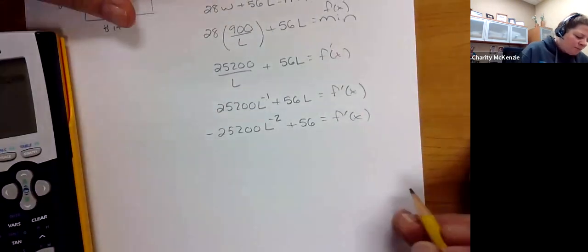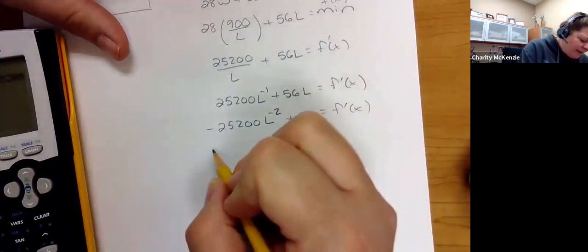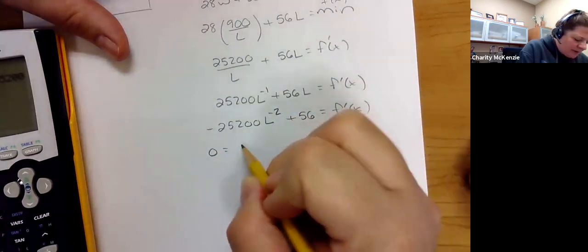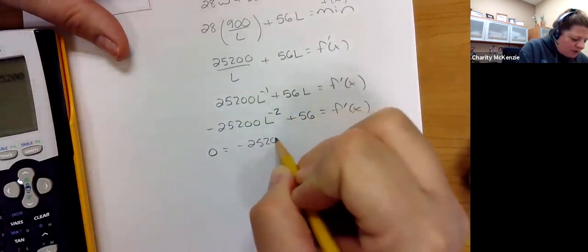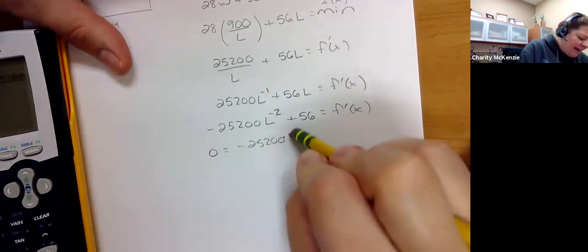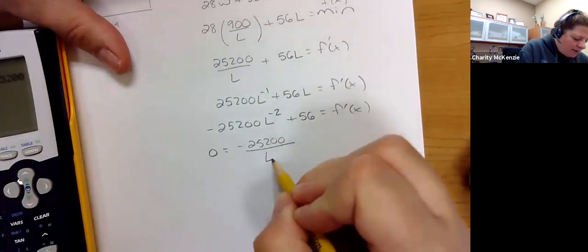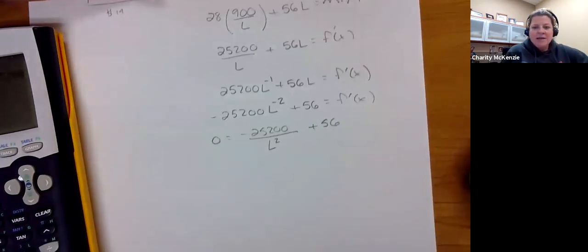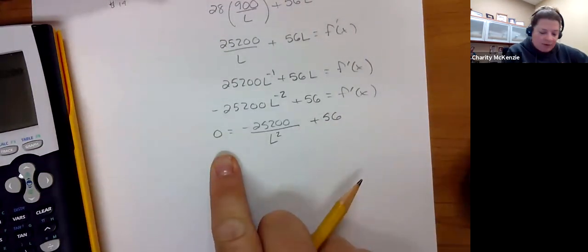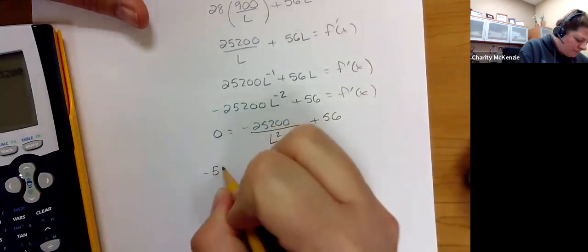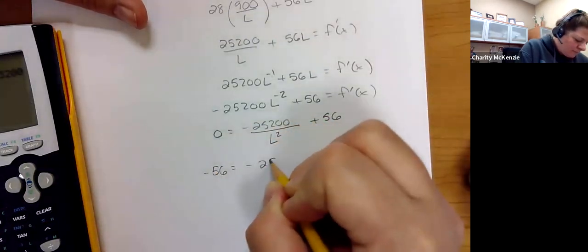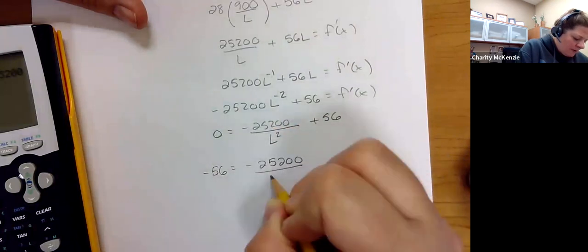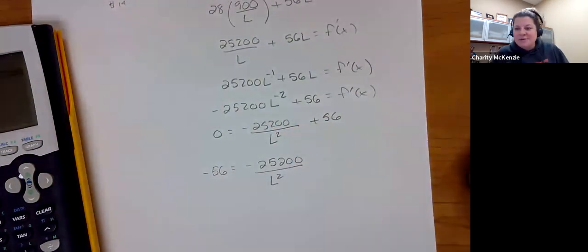And then where does this equal 0? So if I go to write this, I'm going to think of this as negative 25200 over L squared plus the 56. So I'll subtract the 56 over. I like how I use two different 2's. I do it all the time. Okay, and the same number.